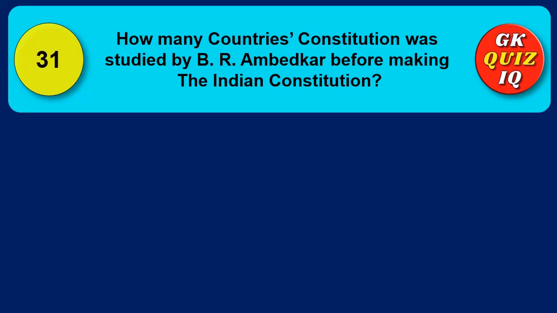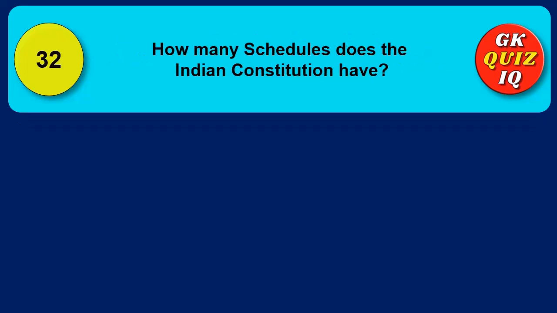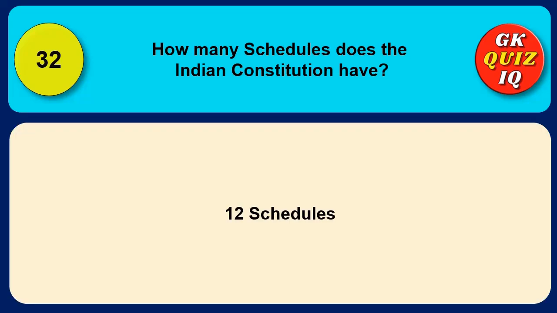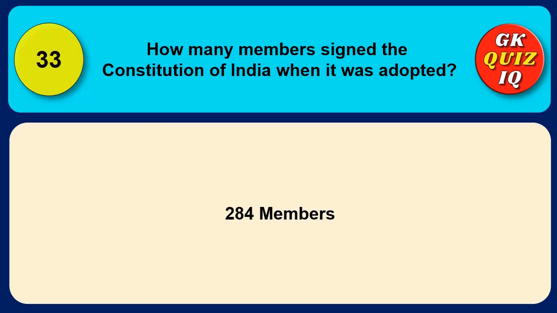How many countries' constitutions were studied by B.R. Ambedkar before making the Indian Constitution? 60 countries. How many schedules does the Indian Constitution have? 12 schedules. How many members signed the Constitution of India when it was adopted? 284 members.